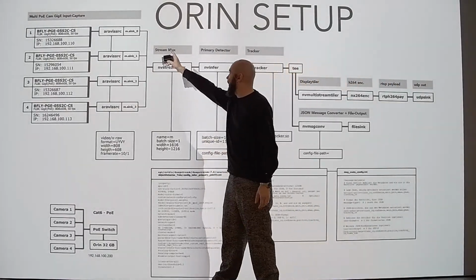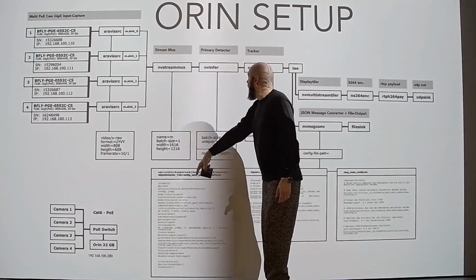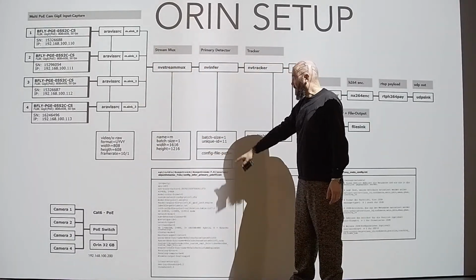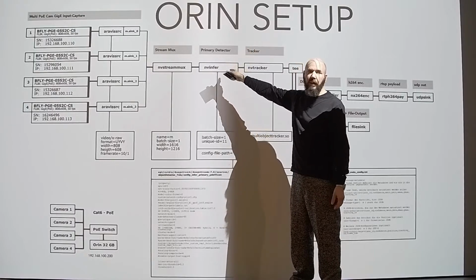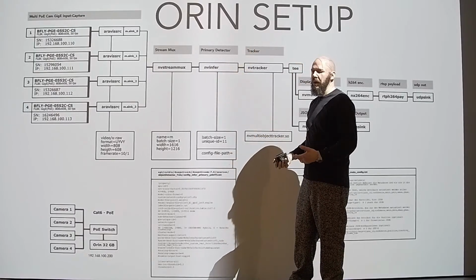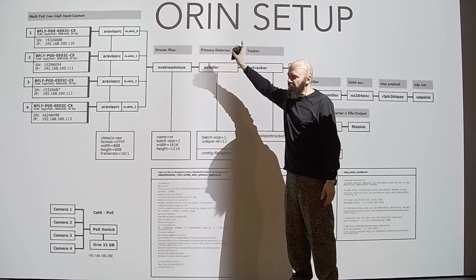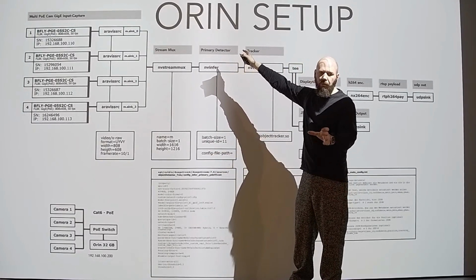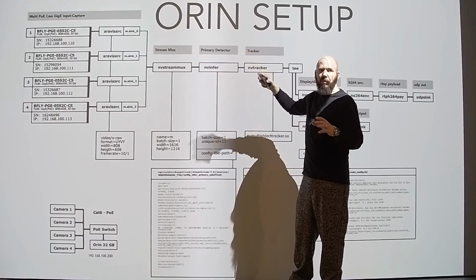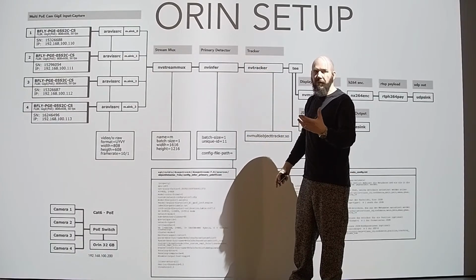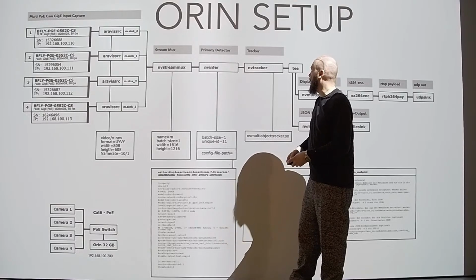So this is the cameras again. This is the muxing. This is the detector. And you can also run secondary detectors. For example, when you want to detect cars. So you have one primary detector for automobiles, and the secondary detector will then detect which kind of car model you have, which also works quite well.